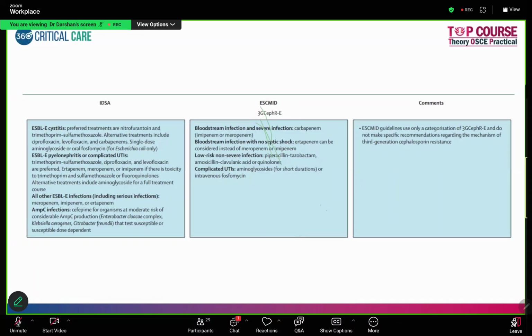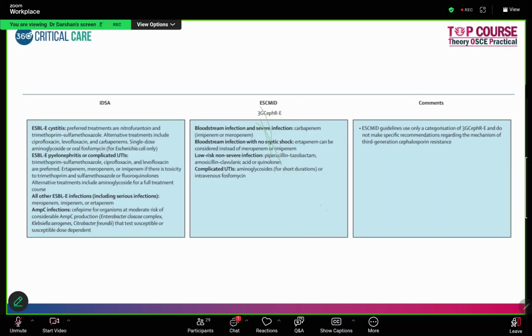gram-negative MDR sepsis. The next recommendation is again for ESBL pyelonephritis or complicated urinary tract infection. Here you can give this patient Septran or levofloxacin or Ciplox. If this patient is unable to receive any of the above said antibiotics, then the drug of choice would definitely be carbapenems. Alternatively, you can still use aminoglycoside, but it should be a full treatment and not a single dose. I've already mentioned severe infections; the drug of choice again here would be meropenem.